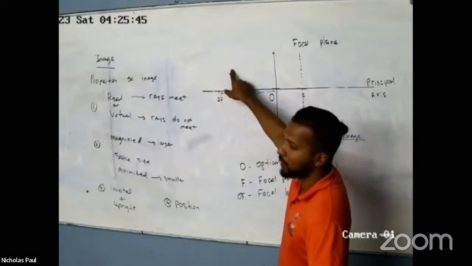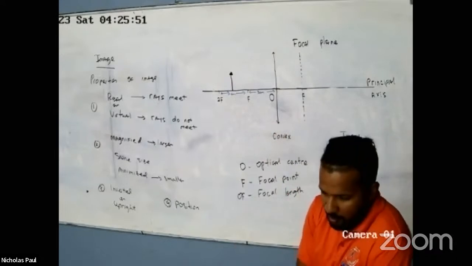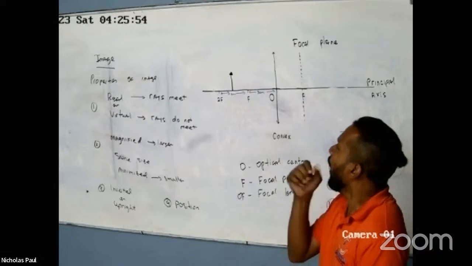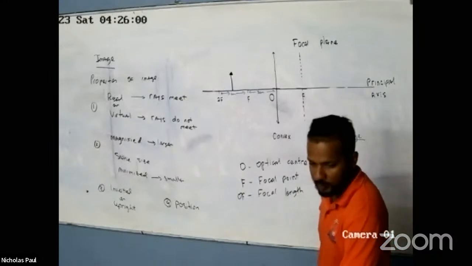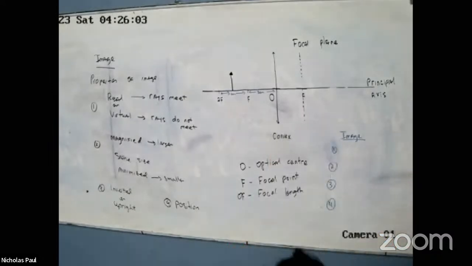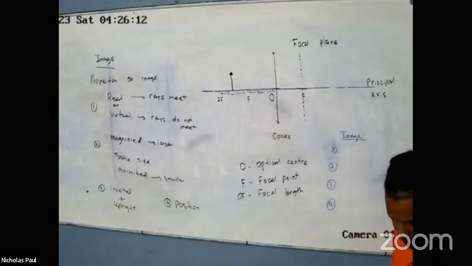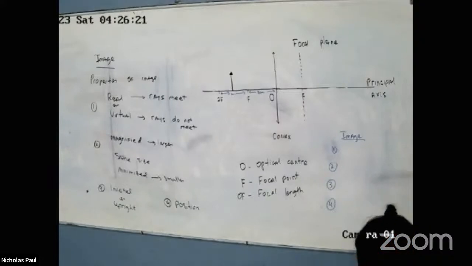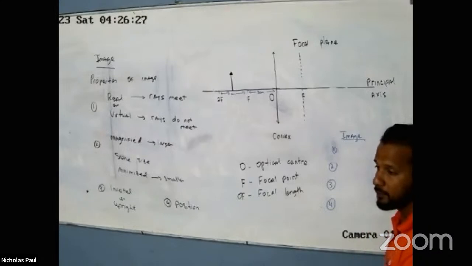Draw a ray from the top of the object through the optical center. Right, number three, last step.